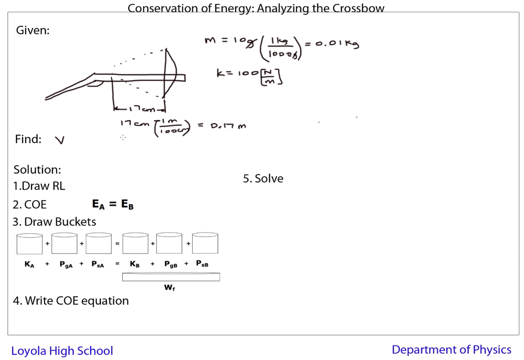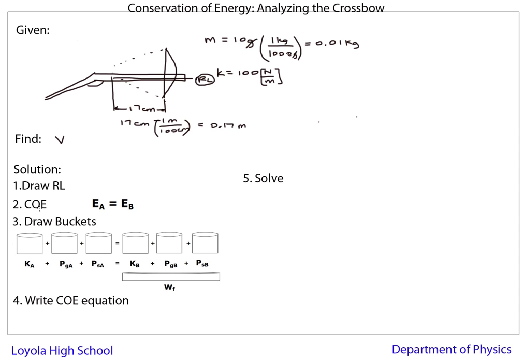The first step is to draw the reference line. The reference line is the point where we measure all potential energies from for gravity. Now in this case we're not going to be going up or down, so it's not going to play that much of a role, but when we deal with vertical motion it will. But nonetheless, I'm going to draw the reference line. I just draw it right here in the given with an RL.